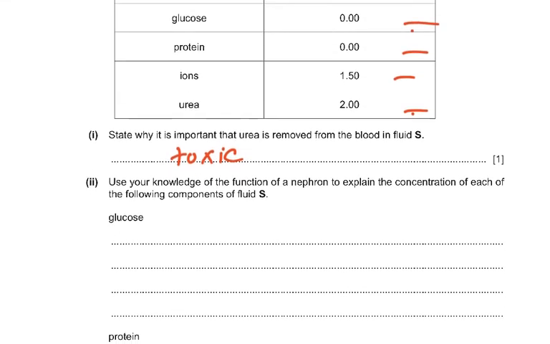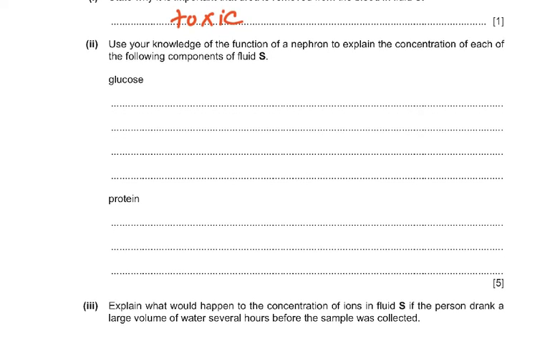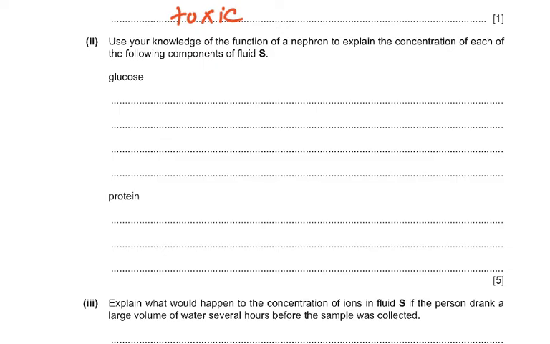Use your knowledge of the function of a nephron to explain the concentration of each of the following components of fluid S. Glucose and protein. So what will happen to the glucose and the protein? Basically, glucose enters the Bowman's capsule, it is filtered, but then is reabsorbed back into the blood. Similarly, protein is in the blood, but it does not filter, so it does not enter the Bowman's capsule. The reason is that they are too large and cannot pass through this membrane which is enclosing the Bowman's capsule.